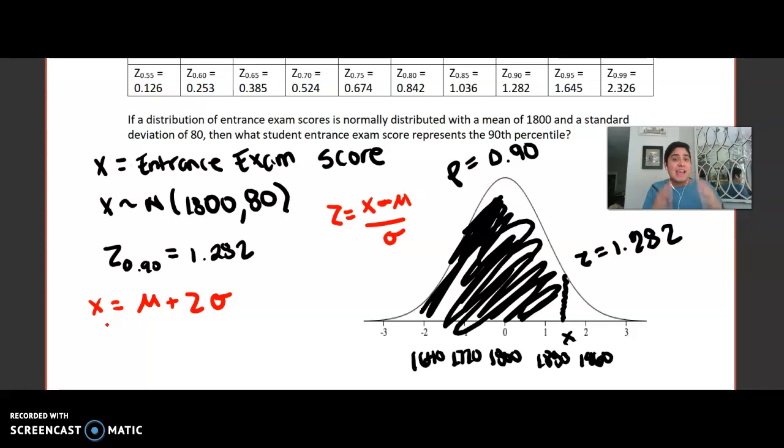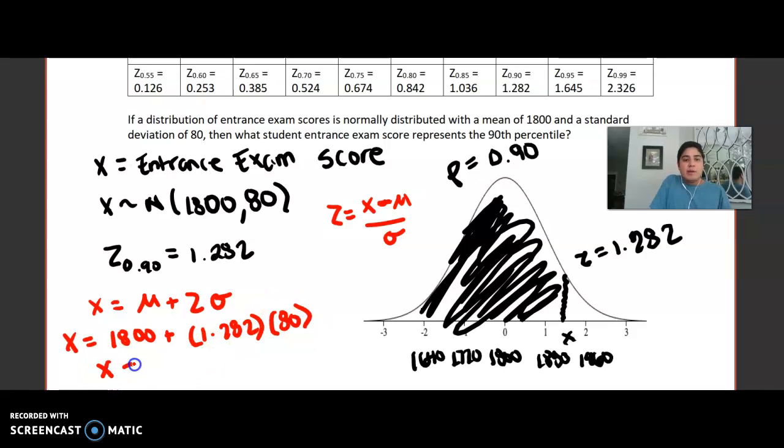And again, because x has a z-score, and that z-score tells me how many, here's where it gets cool, how many standard deviations I am above or below the mean. So that's really what we're interpreting when we're interpreting the z-score. So now to find this x, we're just going to sub in what we know. For example, our mean is 1800, our z-score is 1.282, and our sigma is 80.